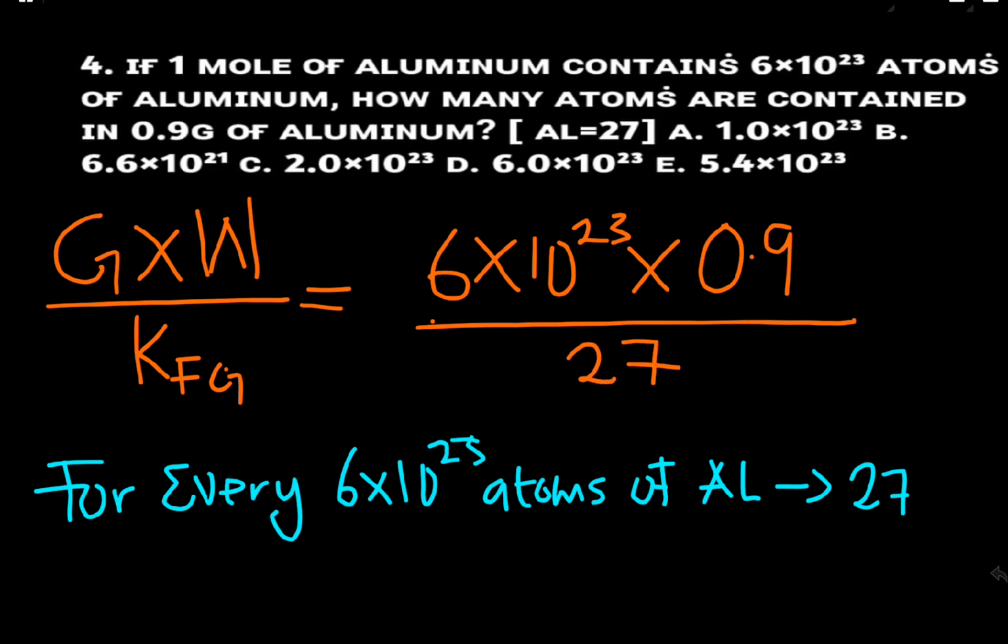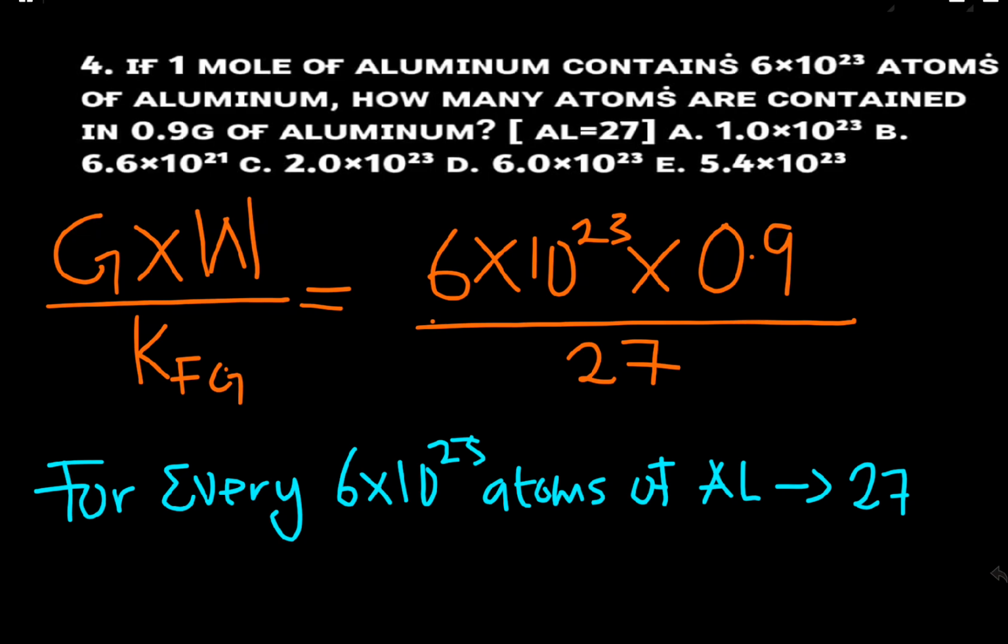I'll go again. If 1 mole of aluminum contains 6 times 10 raised to the power of 23 atoms of aluminum, that is written there as what is given. How many atoms? That's what you are asked to solve for, which is what we want. The W there represents what we want. So how many atoms are contained, which is 0.9 over. Now, what is known from what is given is always a constant, and that is our 27.